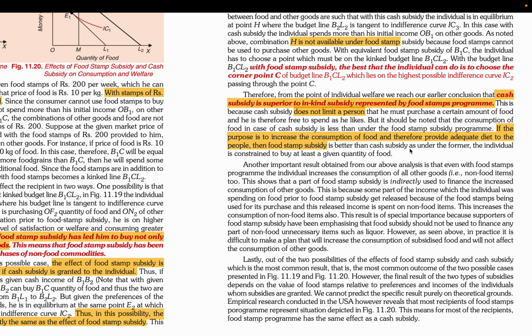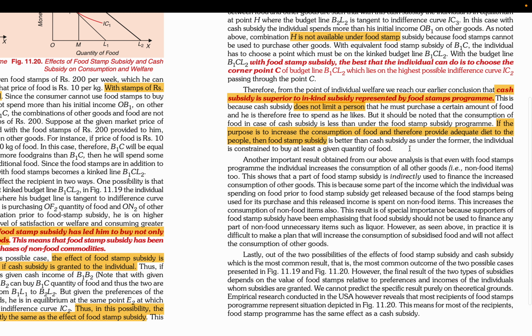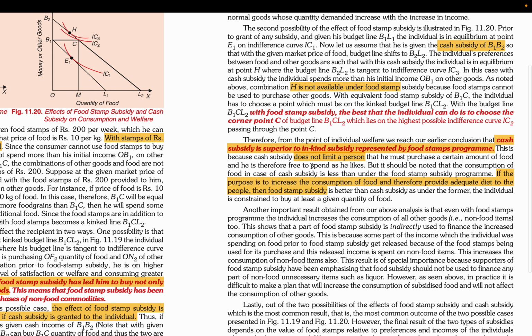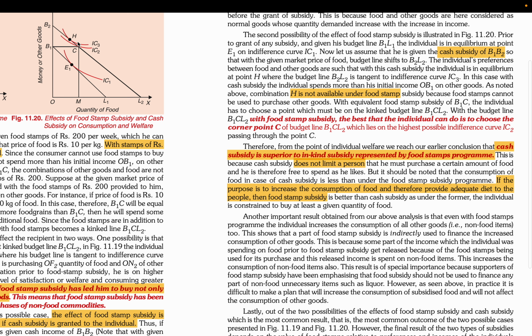But otherwise, the individual is constrained to buy some food, so it's basically limiting the person, and he cannot buy more of the other goods that he wants. So basically he won't be at a higher IC. If you see, IC3 is higher than the IC2, and IC2 is a max that you can reach in case of food stamp subsidy program.